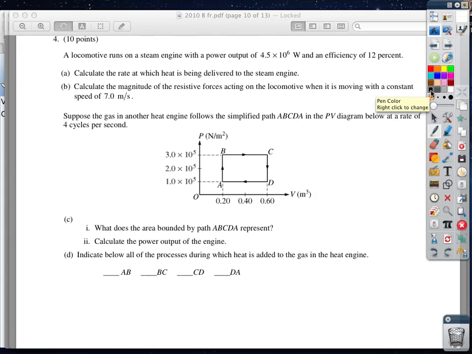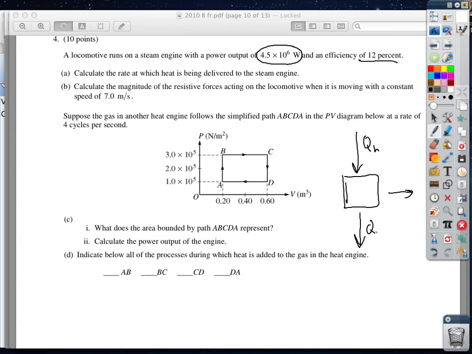So this locomotive runs on a steam engine with a power output of this, an efficiency of 12%. Calculate the rate at which heat is being delivered to the steam engine. So remember that a thermodynamic engine works like this, right? This is QH, this is QC, and this is W. So efficiency is like work output over heat input.